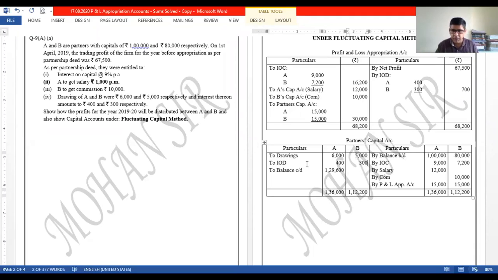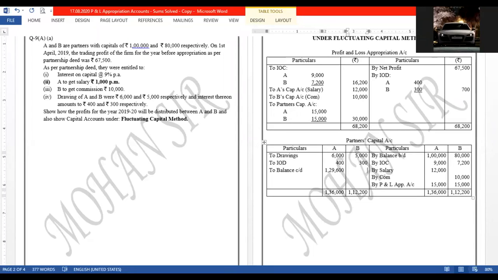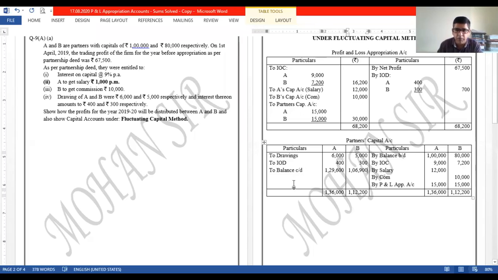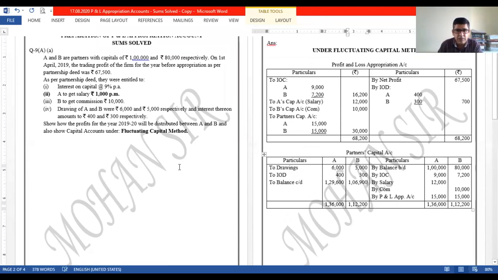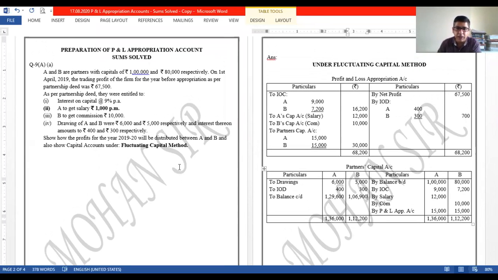And B, 1,06,900. Okay. Thank you so much. Right. So this is how we complete the sum. Okay. So this is as per the fluctuating capital method.